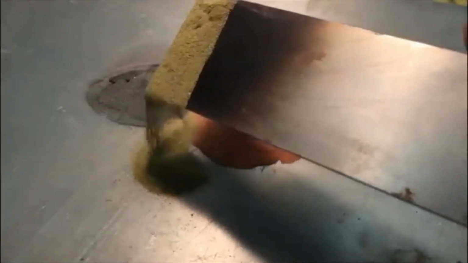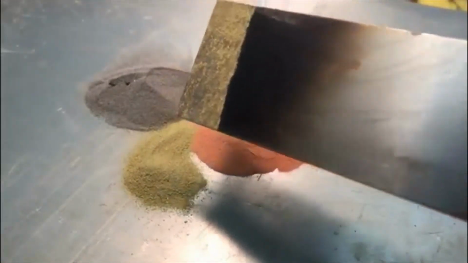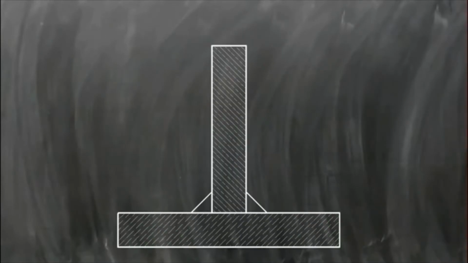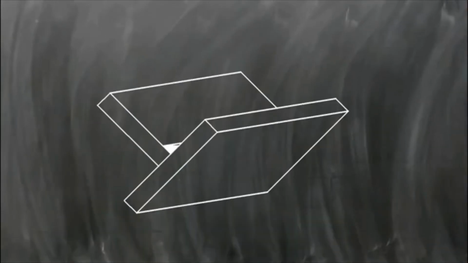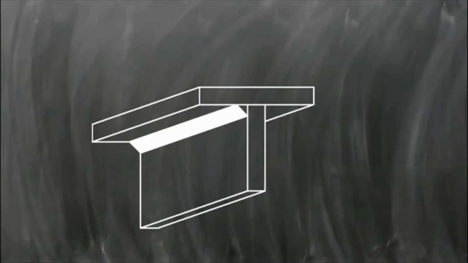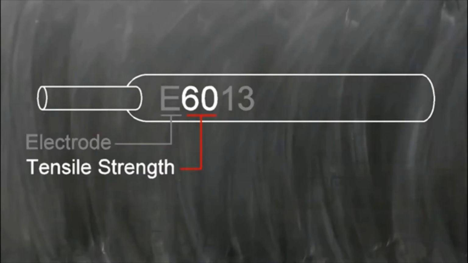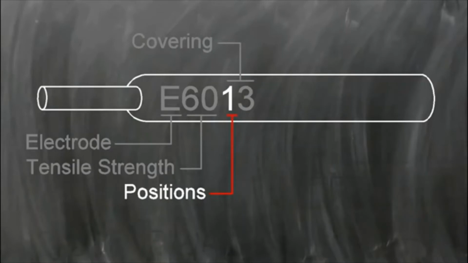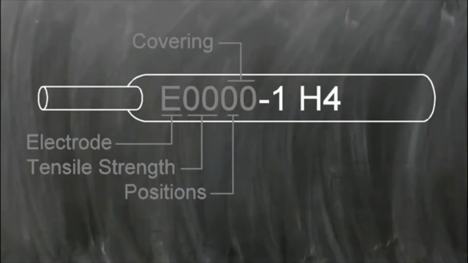Stick electrodes are made with a variety of metal alloy compositions and flux chemistries. You'll want to make sure the electrode you plan to use will be strong enough and that it's compatible with the base metal and the position of the joint you want to weld. Often, electrodes have the American Welding Society classification code printed on them. This code will identify tensile strength, the flux covering type, the appropriate welding positions, and sometimes other important information.